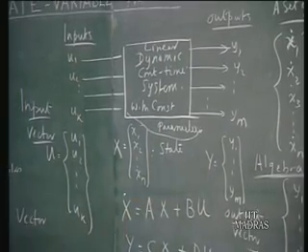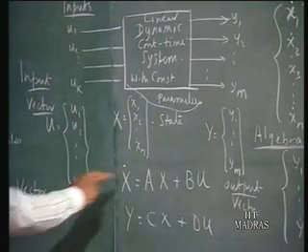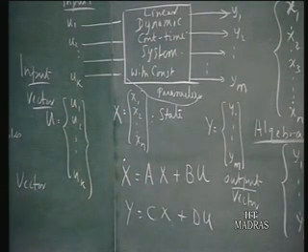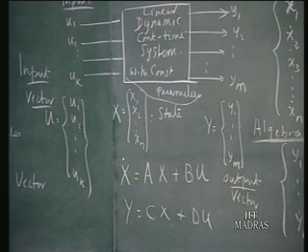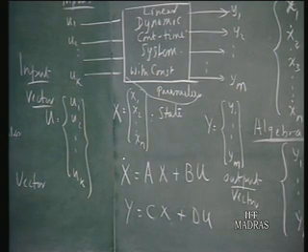This is a matrix equation. A and B have appropriate dimensions. A is of course a square matrix of order n by n, that is to be kept in mind, and y equals Cx plus Du, where for a constant parameter system, A, B, C, D are matrices of pure constants.